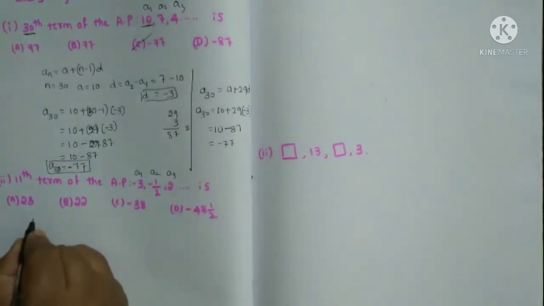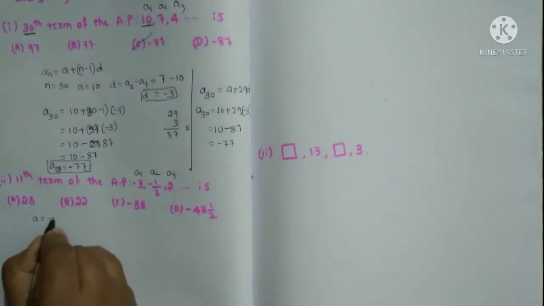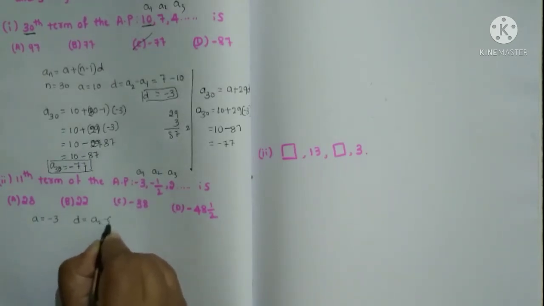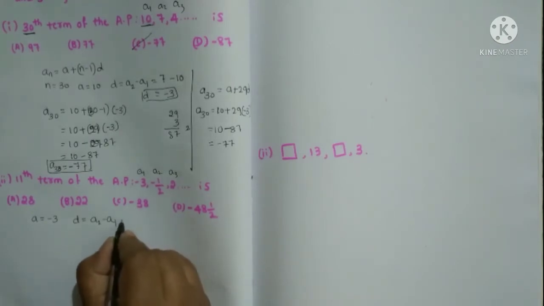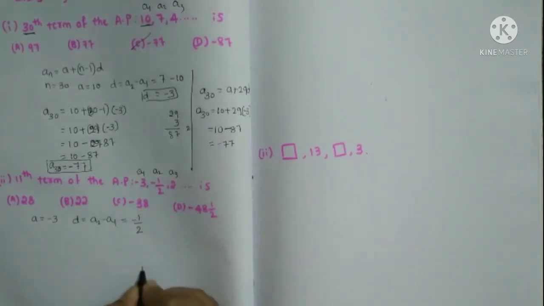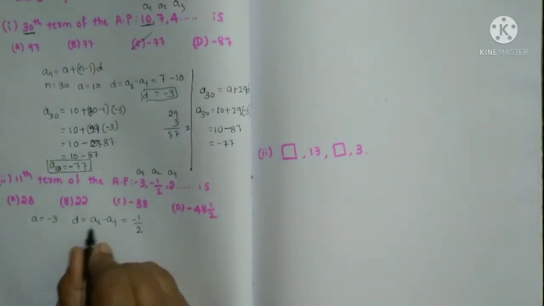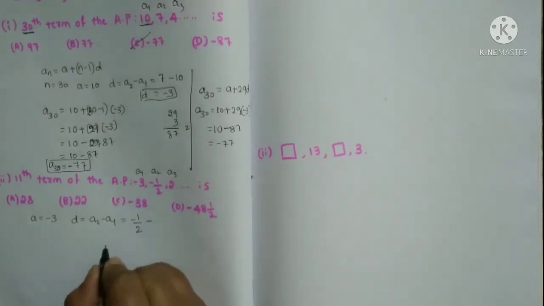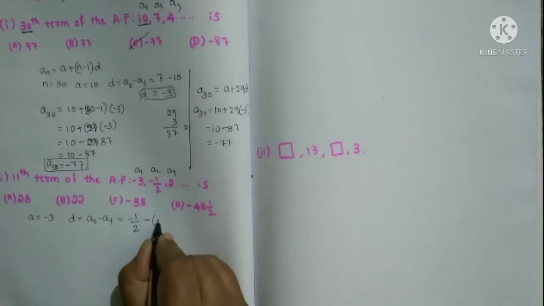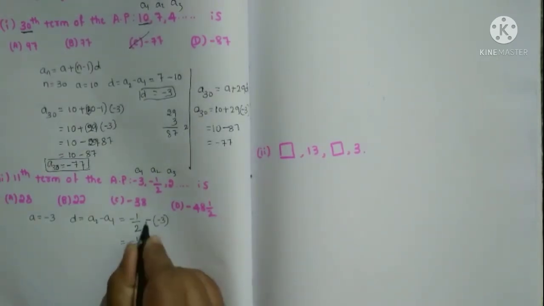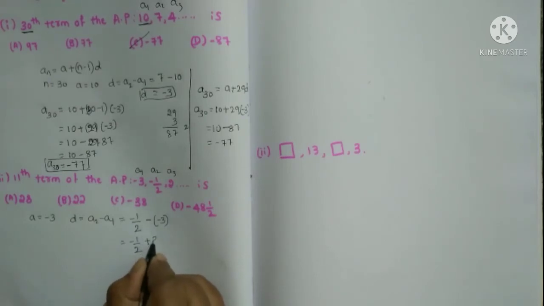Okay, a value I will write first. a value is what here? Minus 3. d, how are you going to find? a2 minus a1. a2 is what here? Minus 1 by 2. a2 is containing a minus sign. In the formula, always while finding d, you will get confused with the subtraction sign. The minus sign you should write in the formula itself, minus is there, and a1 is also containing minus, so put it in a bracket. See here, minus 1 by 2 plus, minus into minus will become plus 3.